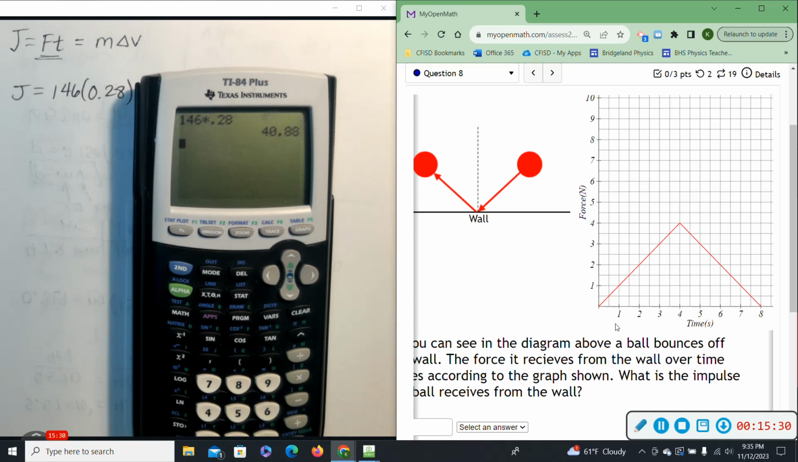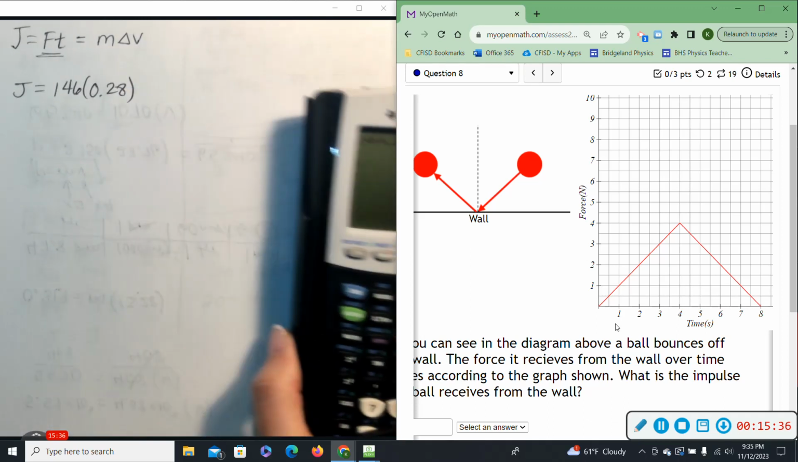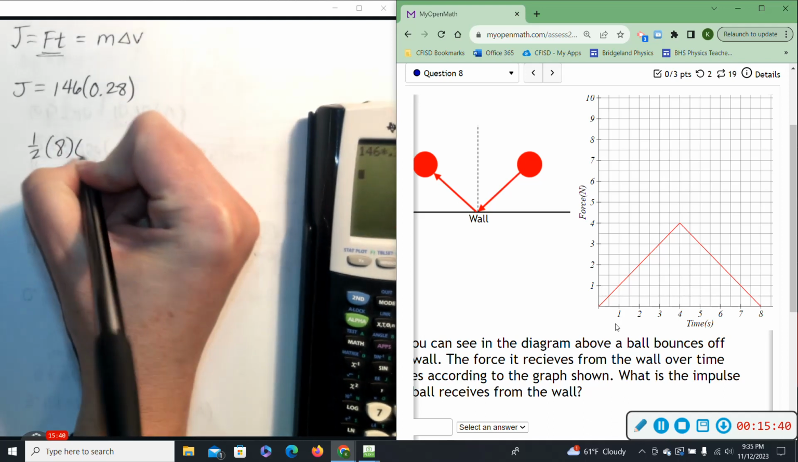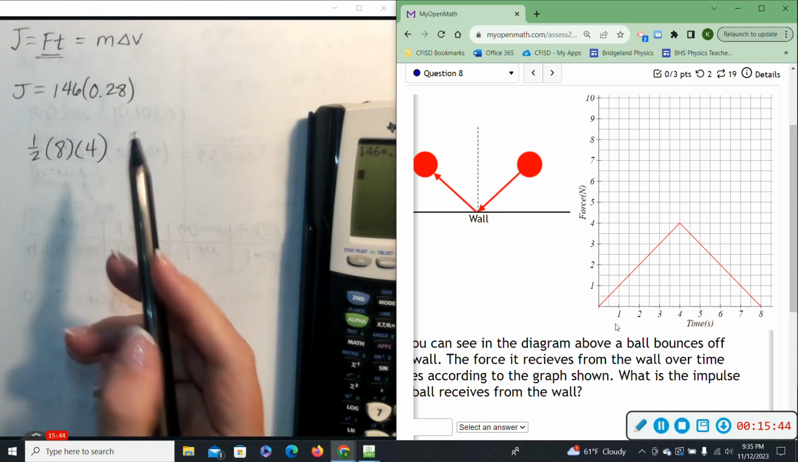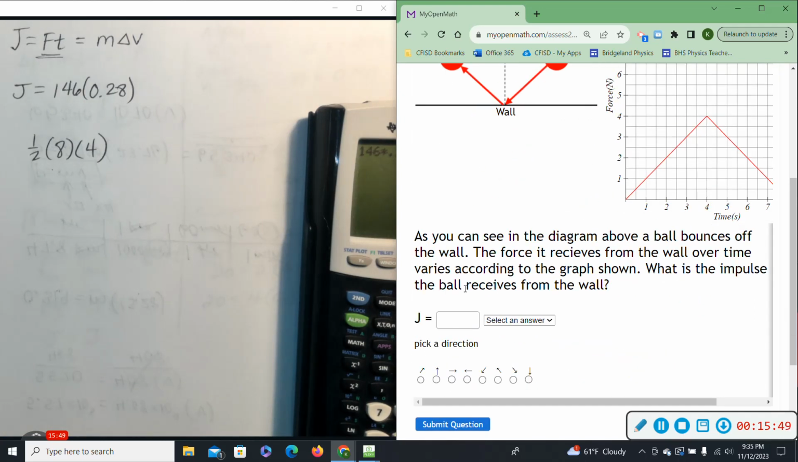The formula for area of a triangle is 1/2 base times height. The base of the triangle I have here is 8, the height is 4, and so 1/2 times 8 times 4. Half of 8 is 4, 4 times 4 is 16, which would be the impulse that it receives. So let's go ahead and do that. 16. My impulse again is in units of Newton seconds.